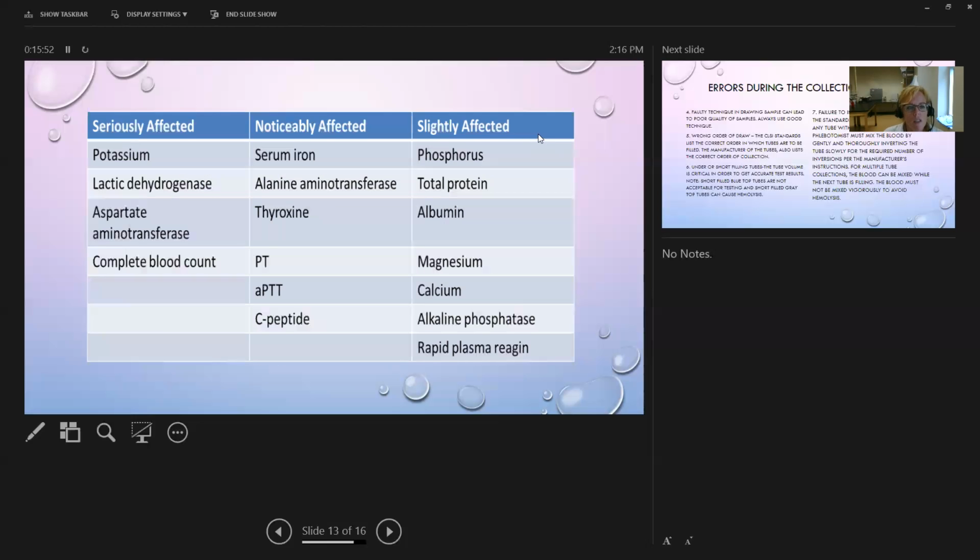So this table tells you about which analytes are seriously, noticeably, and slightly affected by hemolysis. So make sure you're familiar with that list.